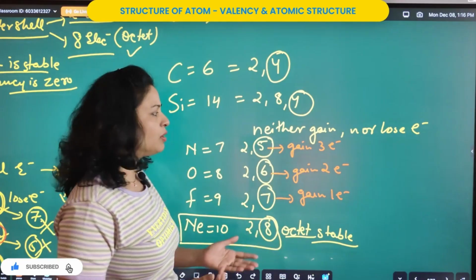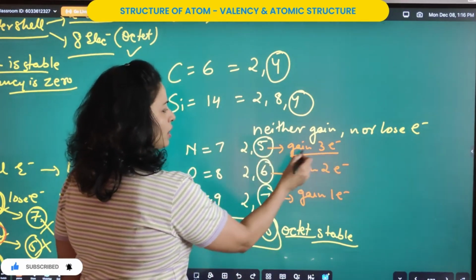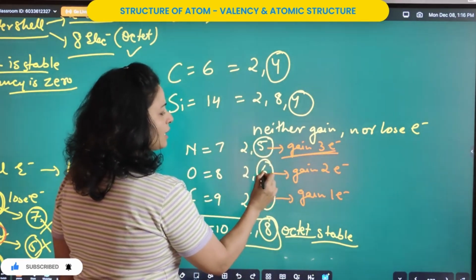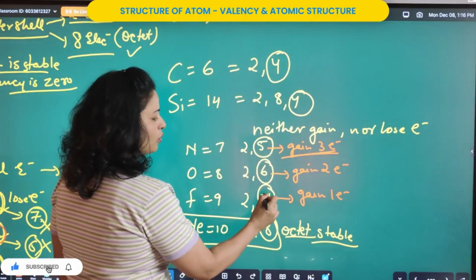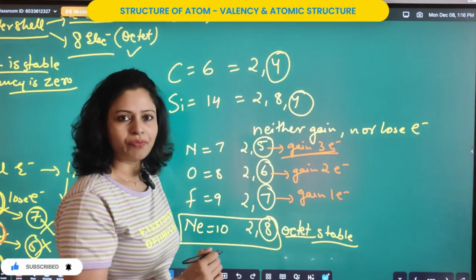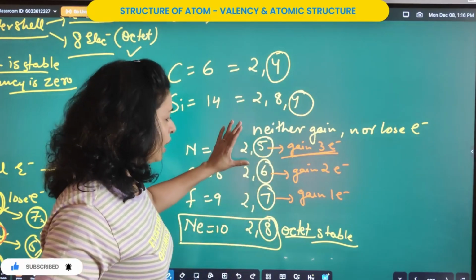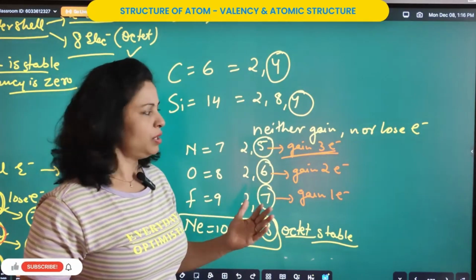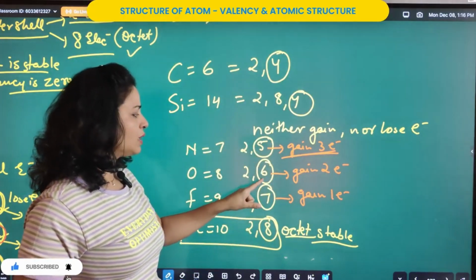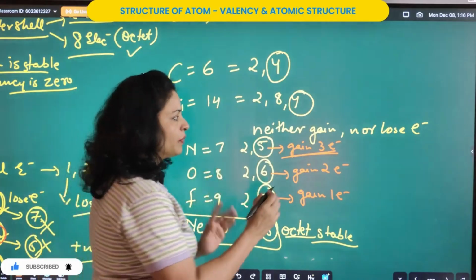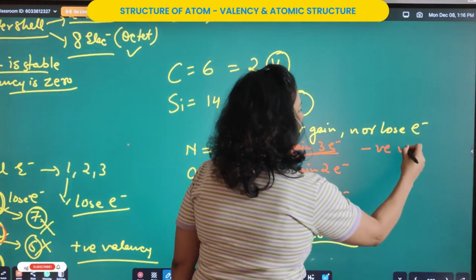Okay, how do they lose lesser energy? By just gaining 1 electron. Here by gaining 3 electrons. Here it has to gain only 2 electrons to become 8. Here fluorine has to gain only 1 electron to become 8. Okay, so in order to not lose much energy, they gain electrons. So whenever the outer shell is having 5, 6 or 7 electrons, they always gain. So gaining electrons will give negative valency.